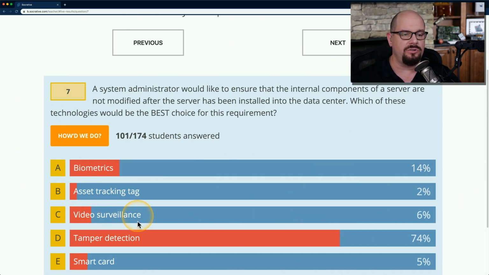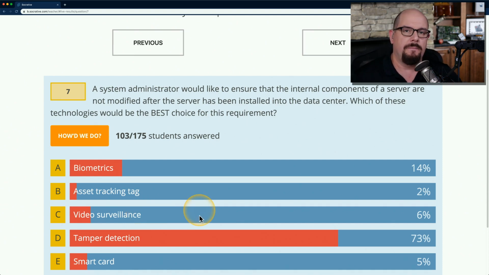6% of you said video surveillance. Video surveillance would be a useful way to determine if somebody got into the internal components of a server. So I could see why you would answer that. In fact, if we're collecting all the things that it could be, I would put that into the category of things that it could be. That would be a good one to use. I would absolutely look at that.